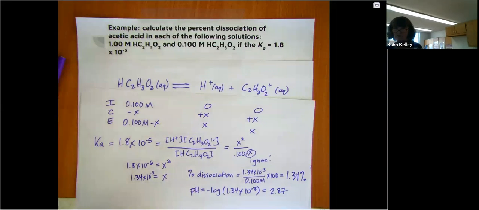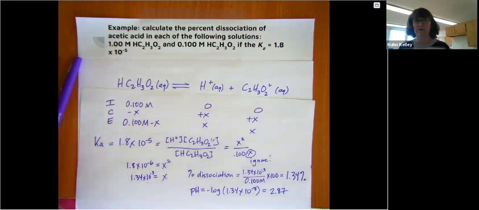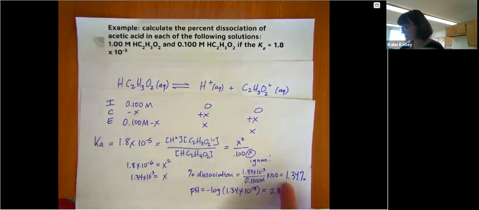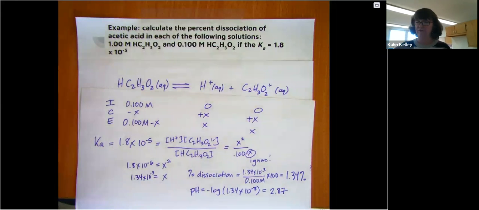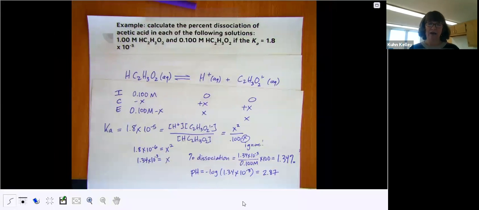Hopefully this was helpful, and hopefully this problem solving isn't too hard after what we did last time. Notice that my percent dissociation was still below that 5% bar, so I'm okay ignoring X. We're going to work on this in class as well.